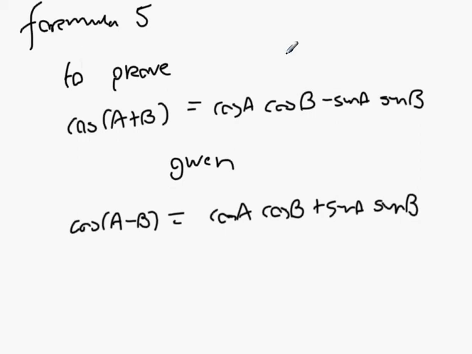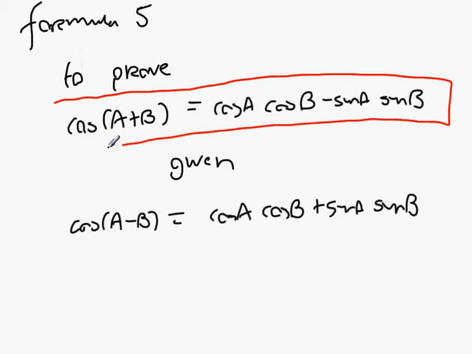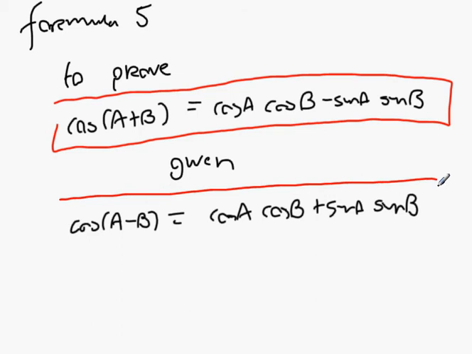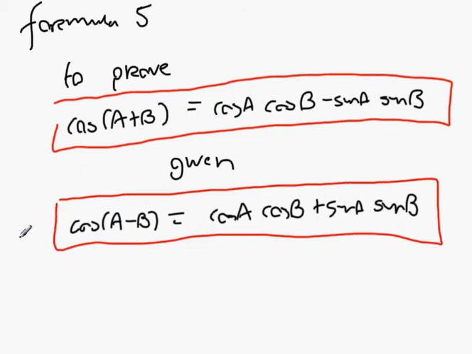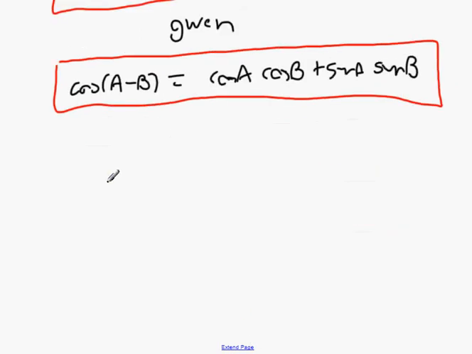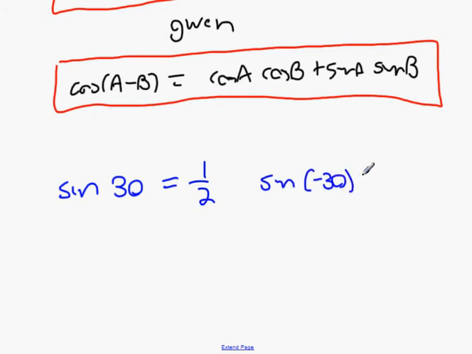For this formula 5, I have to prove that cos(A + B) is equal to cos A cos B minus sin A sin B, given cos(A − B) equals cos A cos B plus sin A sin B. Now, something I want to refer you back to. We all know that sin 30 would be a half. Can anybody tell me what sine of minus 30 is? You can check your calculator if you want. Minus a half.